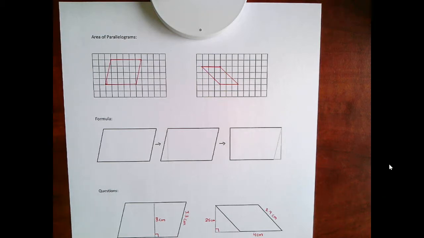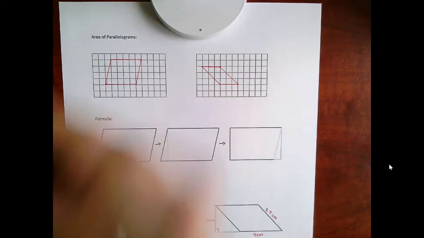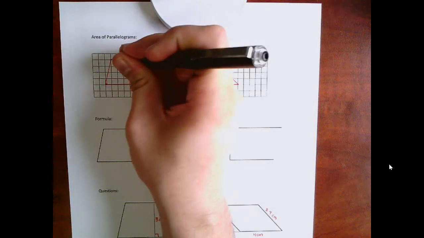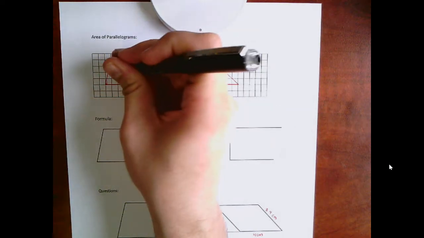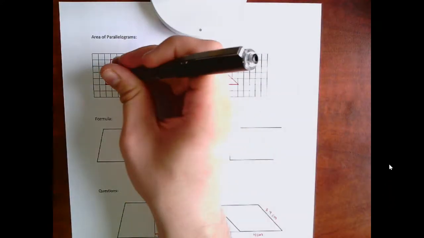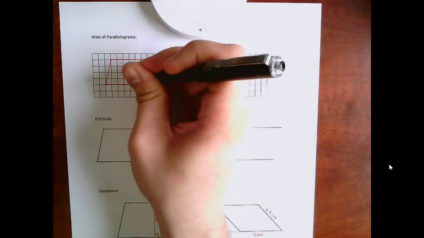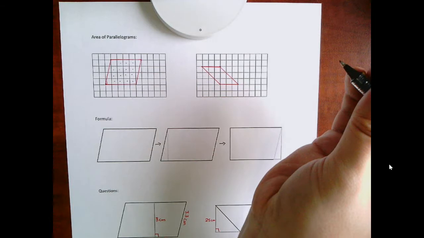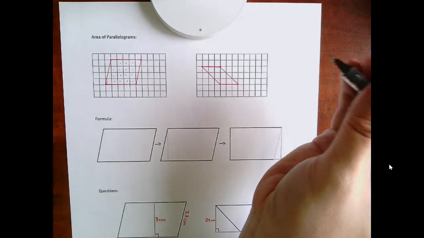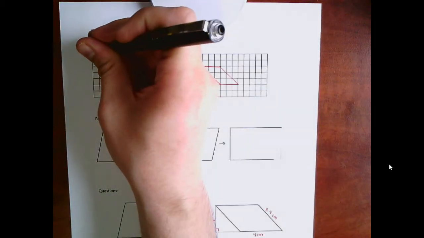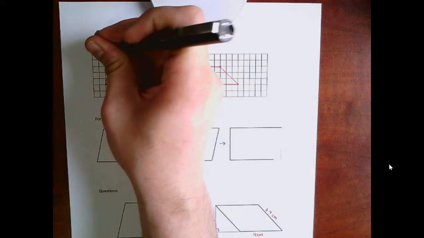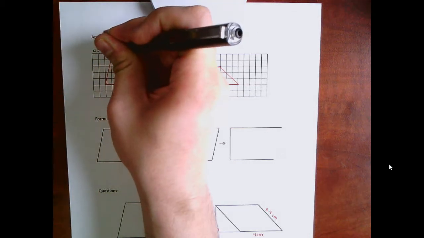So what I recommend you doing is first counting all the full squares that are inside of the shape. So we count 1, 2, 3, 4, 5, 6, 7, 8, 9, 10, 11, 12, 13, 14, 15, 16. Okay, so we have 16 squares that are complete. So if I'm calculating the area of this one, I'd say 16 centimeters squared.